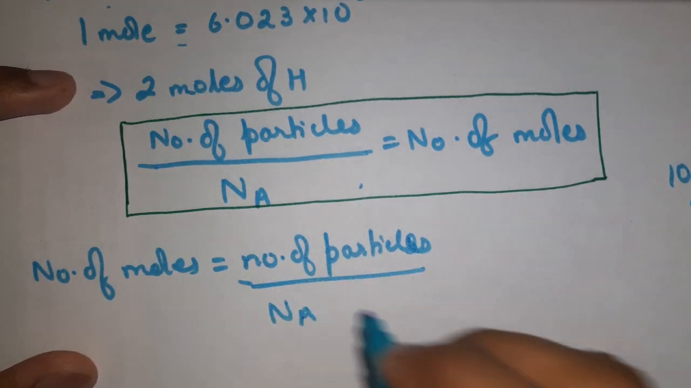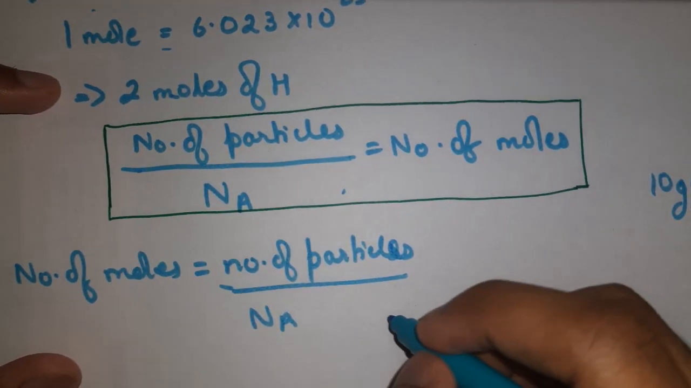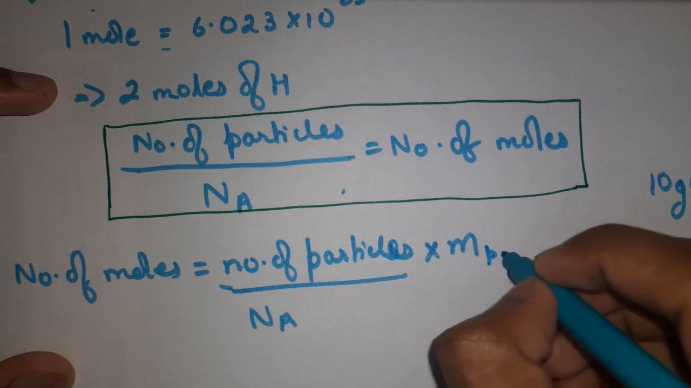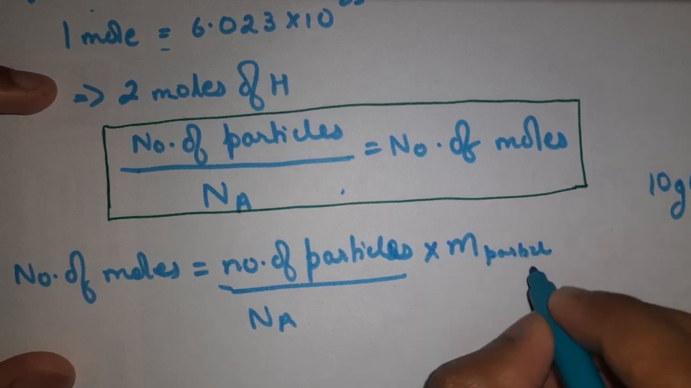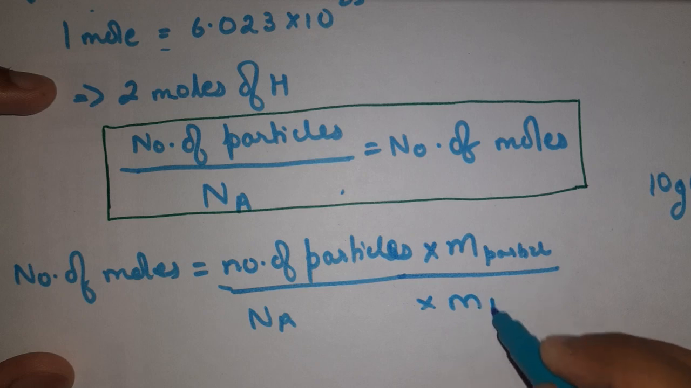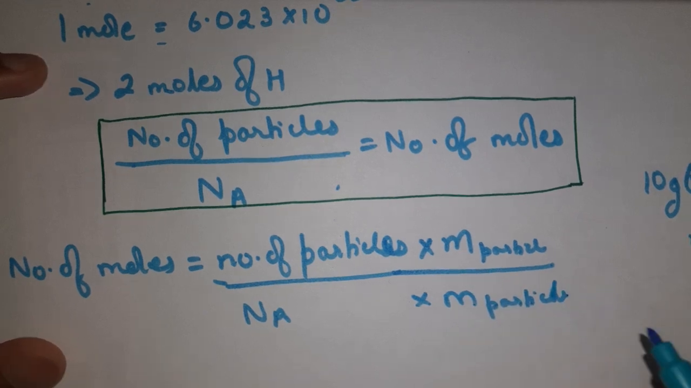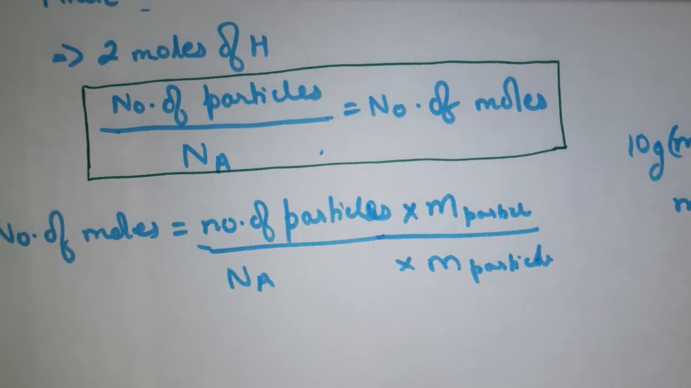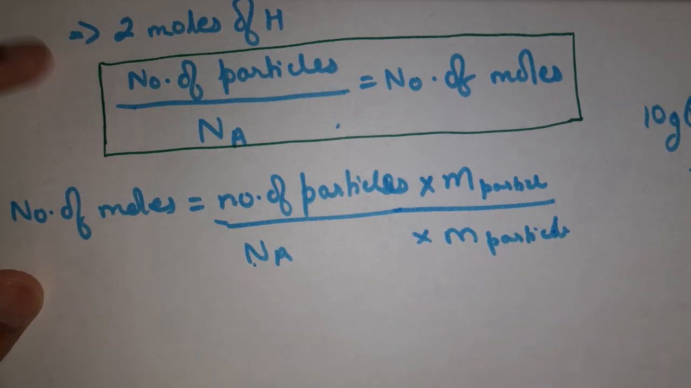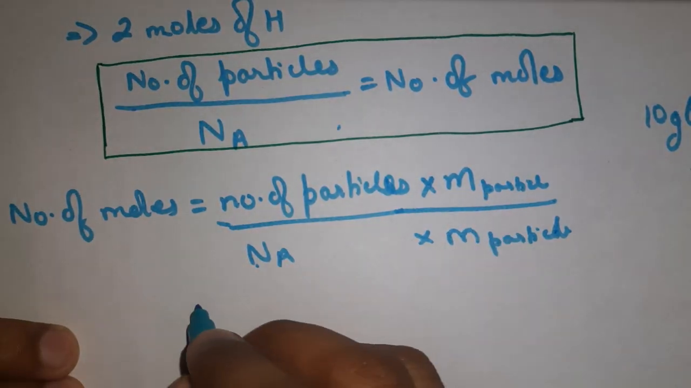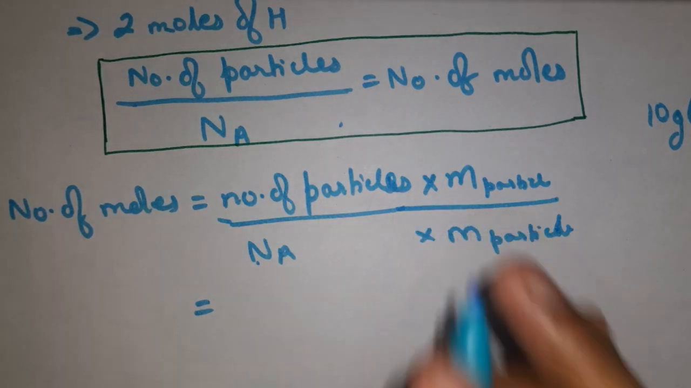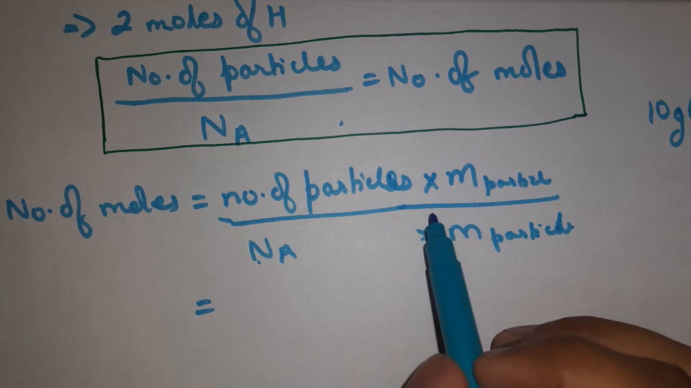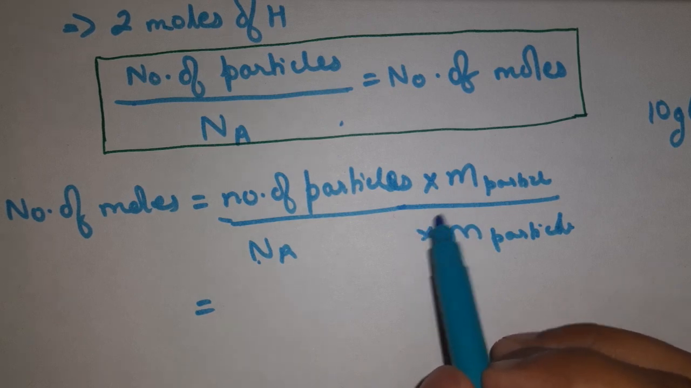you multiply and divide by the mass of one particle. Think about it, it shouldn't make a difference, right? Because you're multiplying and dividing by the same number, it will get cancelled and you'll get the initial equation back. So what are you getting in the numerator? You're going to get the mass of particles that you have, right?